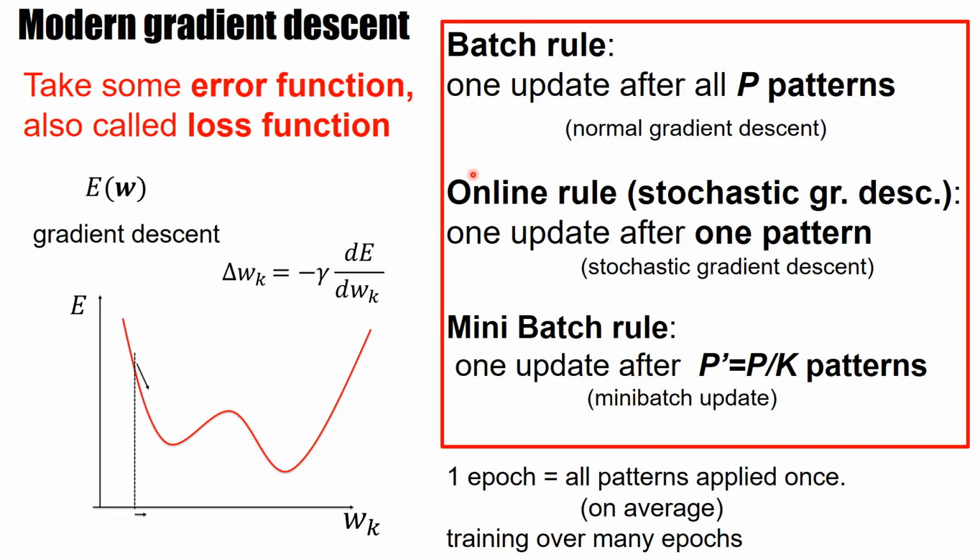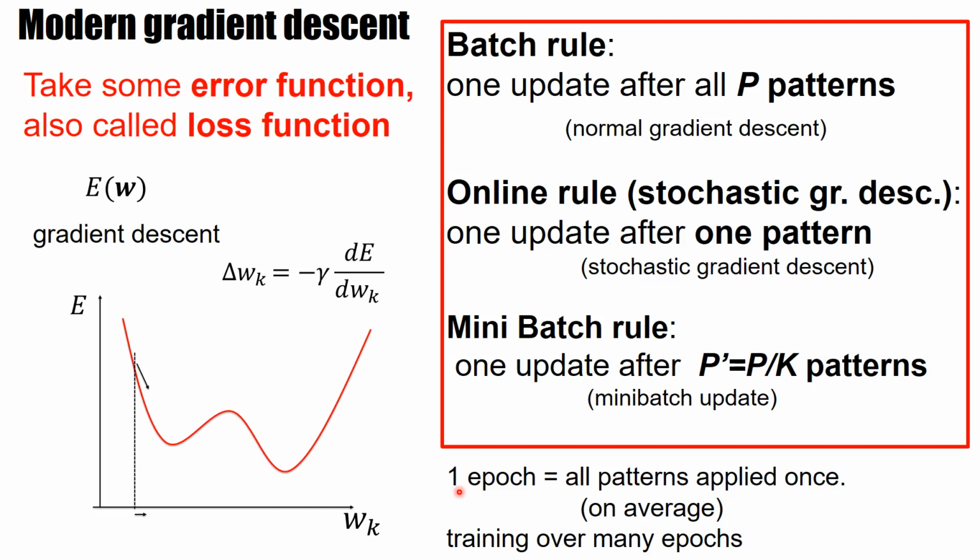And if you have a very big database, a huge database with millions of patterns, then it might be useful to do something in between the online rule and the batch rule, and that's to consider mini batches. We separate our patterns into smaller batches of p over k patterns each, and update after each mini batch. So this is one update step. One epoch is when on average all patterns are applied once.